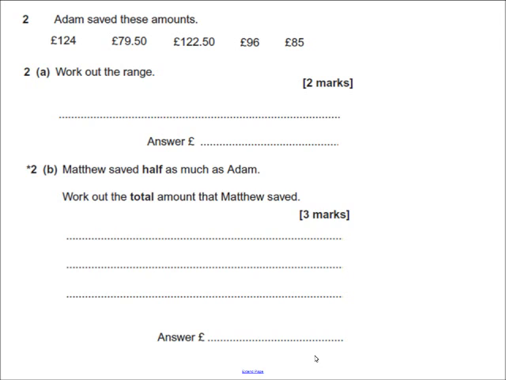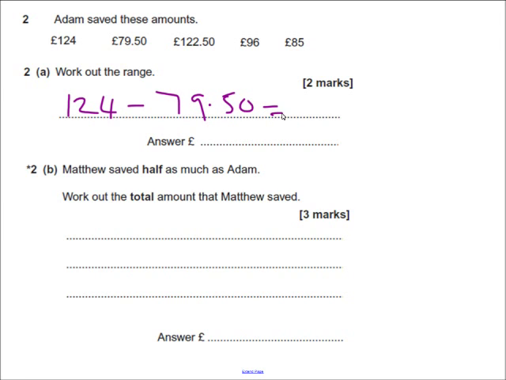Question 2. Adam saved these amounts. Work out the range. Well, in data statistics, the range is the highest value, take away the lowest value. So looking across our data, you have to recognise that 124 is our highest value. Our lowest value is £79.50.